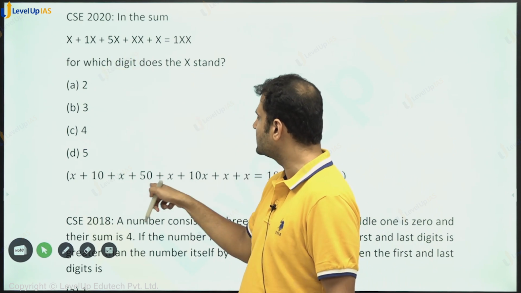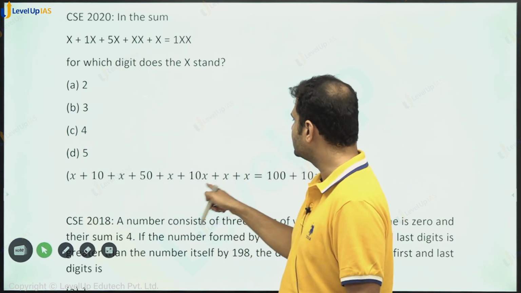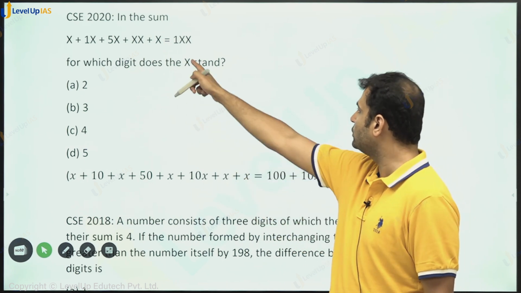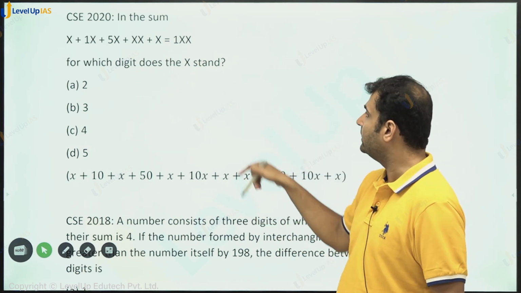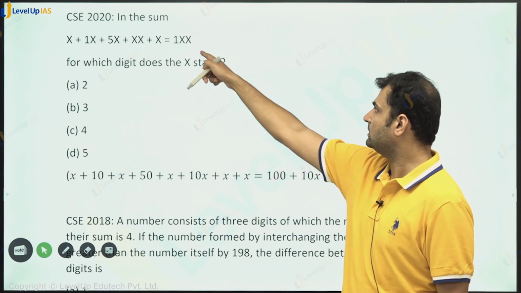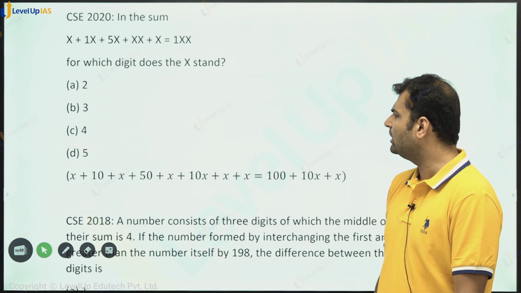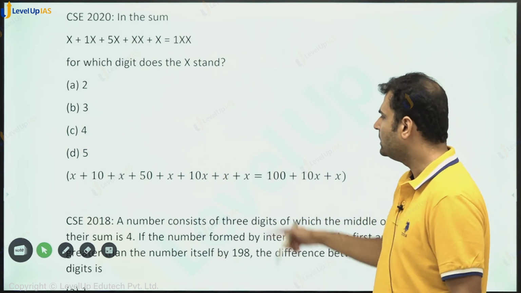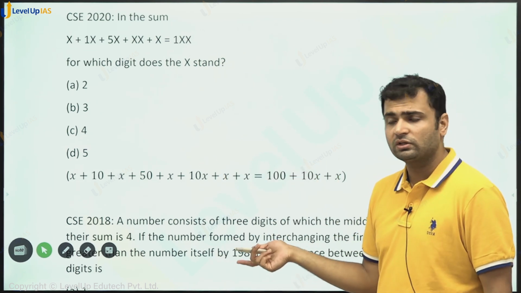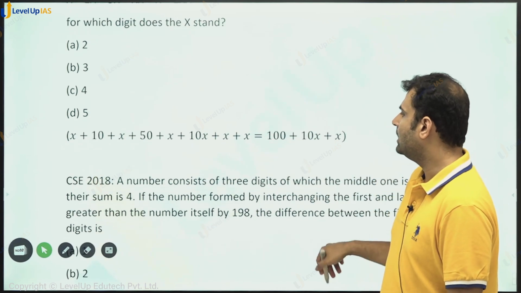5x is 50 plus x. xx is 10x plus x. This x is equal to 1xx, मतलब 1 is 100, x is 10x, this x is x. So one equation, single equation, single variable. Just simplify it. Find the value of x. Take variables on one side, constant on one side, and you will get the answer.